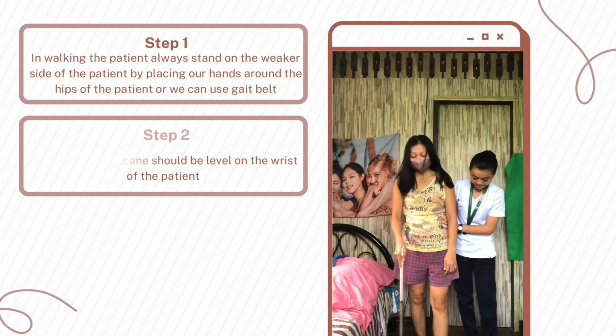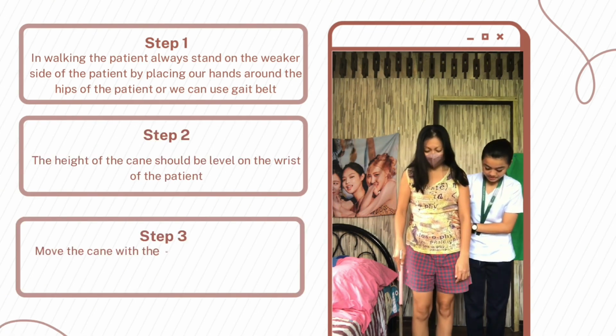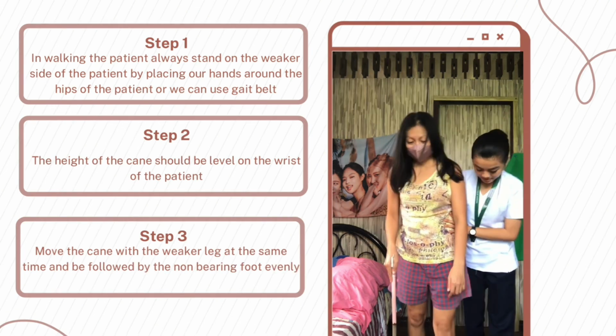Step 2. The height of the cane should be level with the wrist of the patient. Step 3. Move the cane with the weaker leg at the same time, followed by the non-bearing foot evenly.